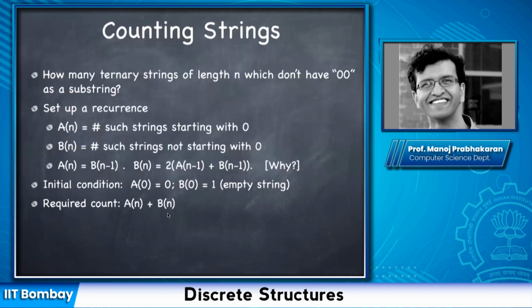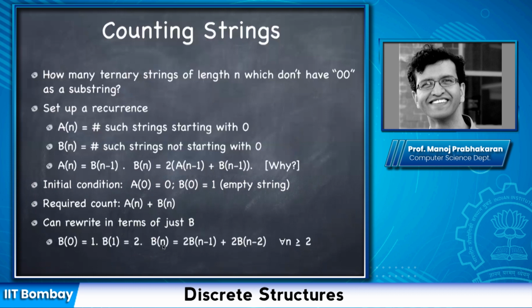Now, you could simplify this a little further. You could rewrite everything in terms of just one of them. Since An is simply Bn minus 1, wherever you see A, you can substitute it in terms of this. So An minus 1 is simply Bn minus 2. So I can rewrite this relation as Bn equals 2 times Bn minus 1 plus 2 times Bn minus 2. But now I have to be a little careful, because I can do this only for n greater than or equal to 2. For n equal to 1, I cannot apply this definition. I still can apply the original relation here.